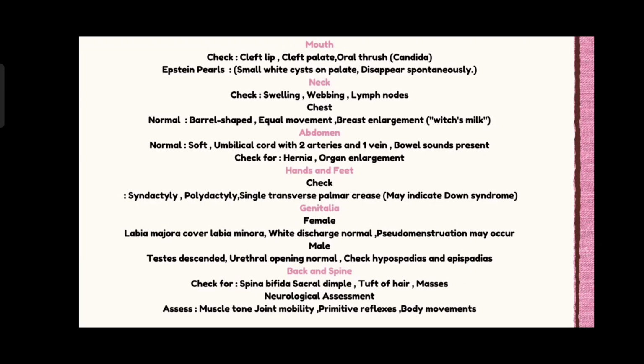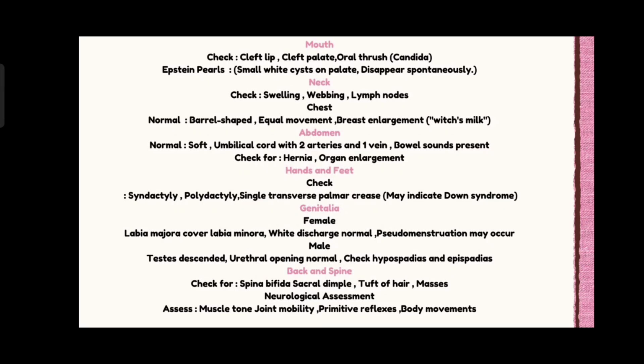Then coming to the genitalia of the female, we have to check whether the labia majora cover the labia minora. Then if white discharge is there, it is normal only. Sometimes pseudo menstruation will occur in females because of the maternal hormones. Then coming to the males, we have to check whether the testis is descended or not, whether the urethral opening is normal or not, or we have to check for hypospadias and epispadias.